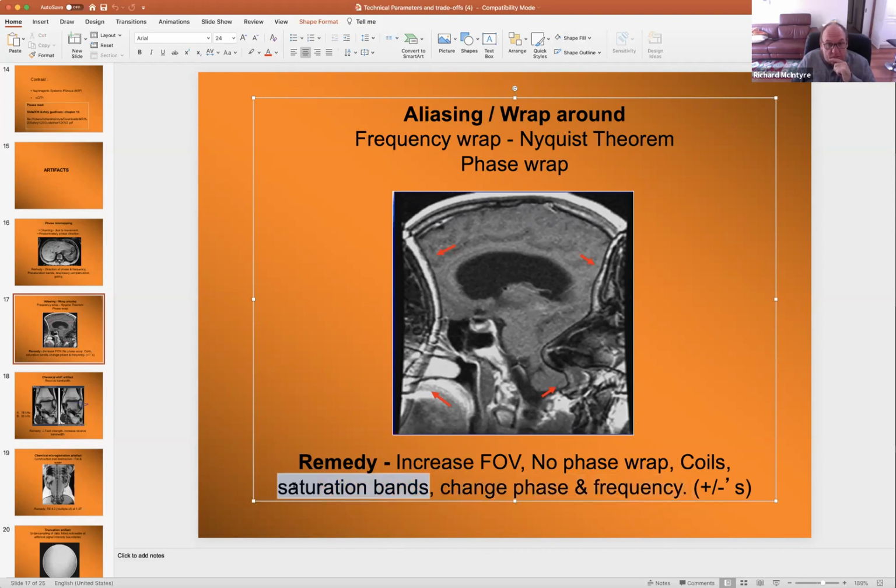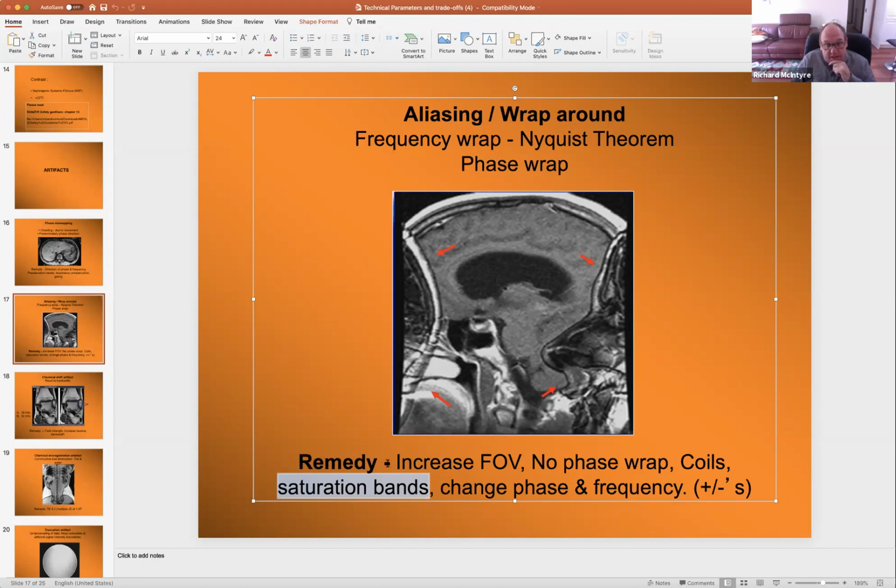We can also put saturation bands over the spine, so we can null the signal that way. And then again, any signal that the machine gets from down here, the machine will think comes from here. But if we turn that signal off by putting a saturation band over it, then it's not going to impact up here, which is what we want to see.